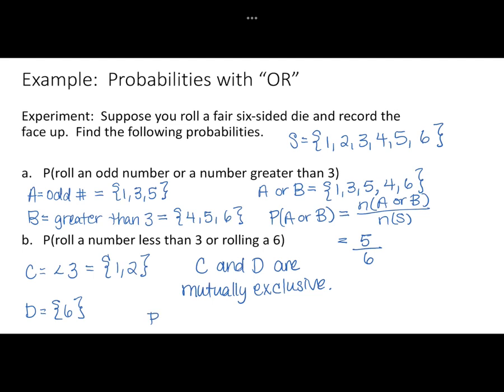So the probability of C or D occurring is equal to the probability of C plus the probability of D, which in this case the probability of C is the number of things in C, which is 2, divided by the number of things in my sample space, 6, plus the probability of D is the number of things in D, divided by the number of things in my sample space. So I get 3/6 or 1/2.